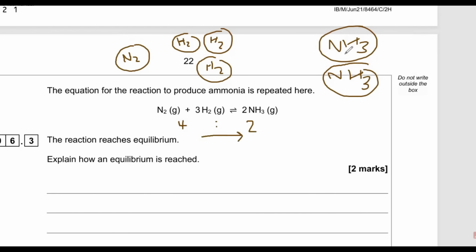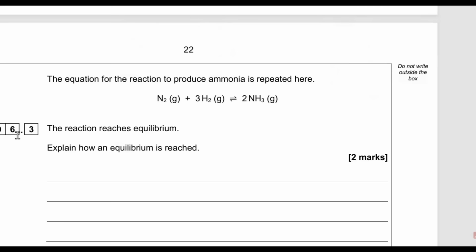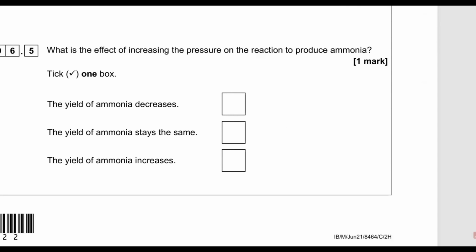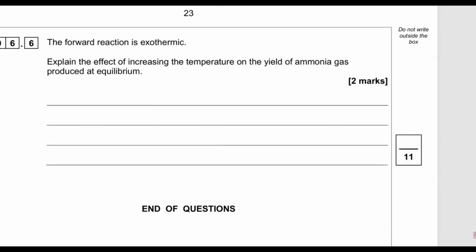Well, the 4 particles are going to collide more and have more pressure, and the 2 particles have got less pressure. So if you increase the pressure, Le Chatelier says it's going to oppose the change. So it's going to move to the side with the least pressure. So it's going to move to the right. And that is going to increase the yield of ammonia. We're going to get more ammonia if we do it at high pressure because it wants to shift to the right to try and reduce the particles and reduce the pressure.